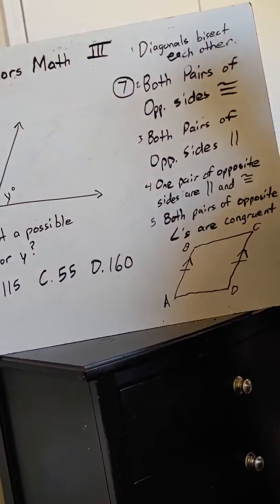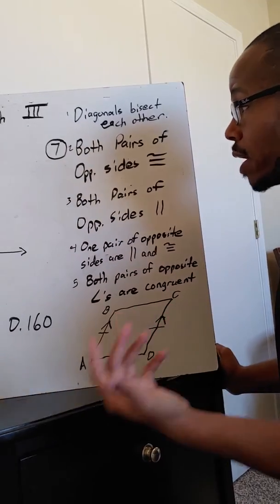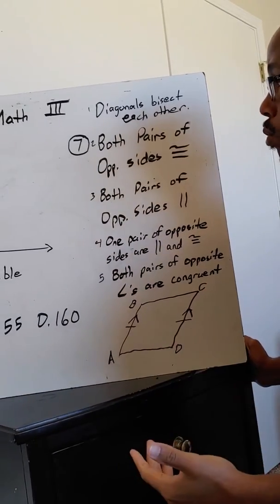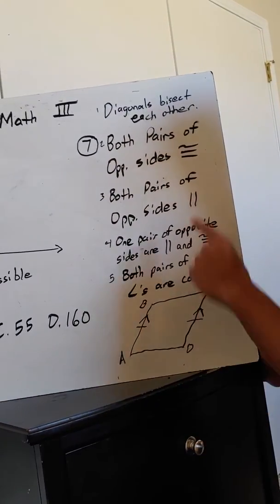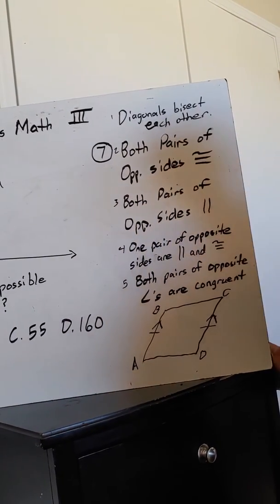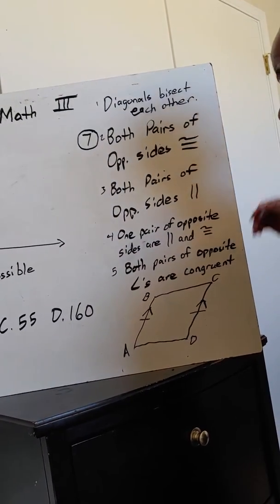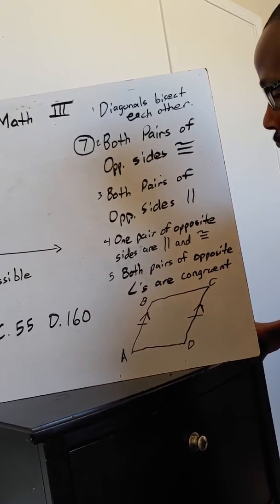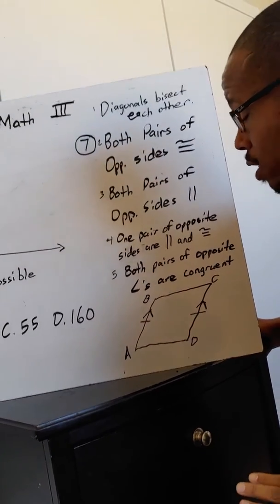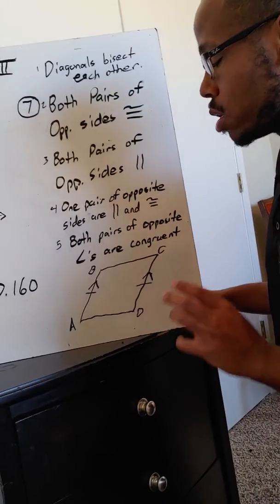And number 7, the focus should be remembering your rules for what makes something a parallelogram, right? We got to be able to prove that a quadrilateral is a parallelogram. First rule, diagonals bisect each other. 2, both pairs of opposite sides congruent. 3, both pairs of opposite sides parallel. 4, one pair of opposite sides are parallel and congruent. It's got to be that same set of sides. And then both pairs of opposite angles are congruent.